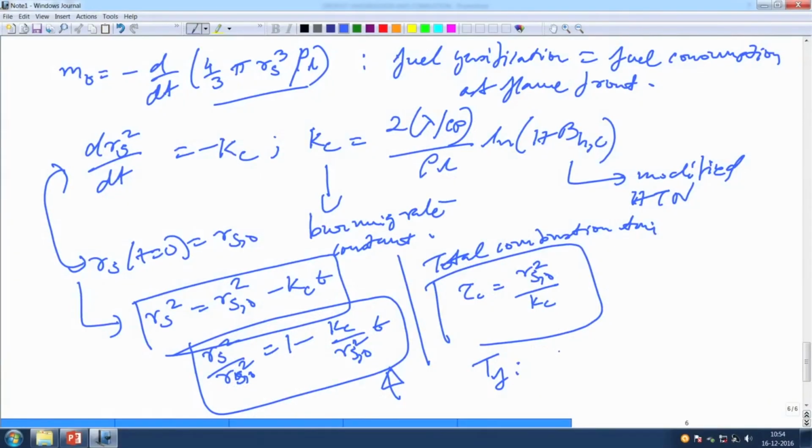In the next class we are going to complete this discussion on droplet vaporization, and after that we are going to look at some more phenomena related to this, how the droplets burn, how they burn as a cluster, and things like that. But these are the mathematics which you might want to briefly review. And once again, Tf is nothing but the stoichiometric adiabatic flame temperature. So, we end the lecture here.